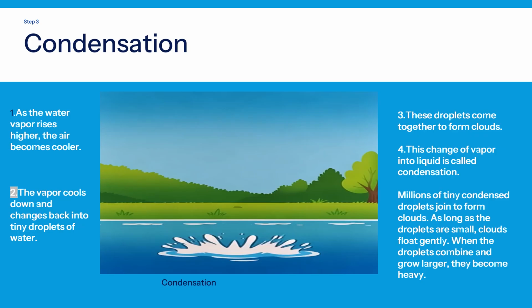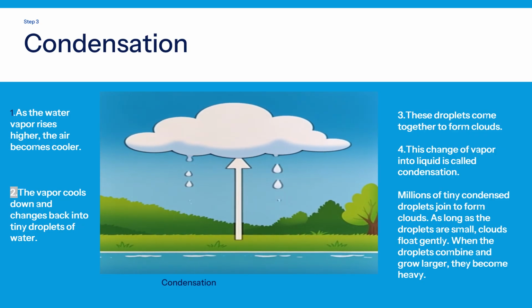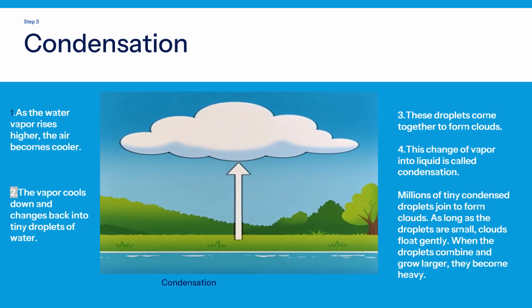So, millions of tiny condensed droplets join to form a cloud. As long as the droplets are small, the cloud floats gently. When the droplets combine and grow larger, they become heavy. Here you can see how water vapor goes above into the sky and forms a cloud. This process is known as condensation.